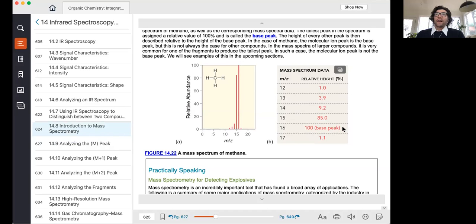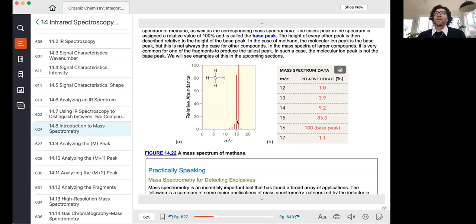Methane has a molecular weight of 16. Its molecular ion, 16 here, is also called the base peak because it's the tallest peak. In every spectrum, you should be able to find a base peak and label its molecular weight. In the figures in your book, in general, the scales are M over Z 5 between every major tick mark, and there are integer values. So it would be 16, 17, 18, 19, and 20.